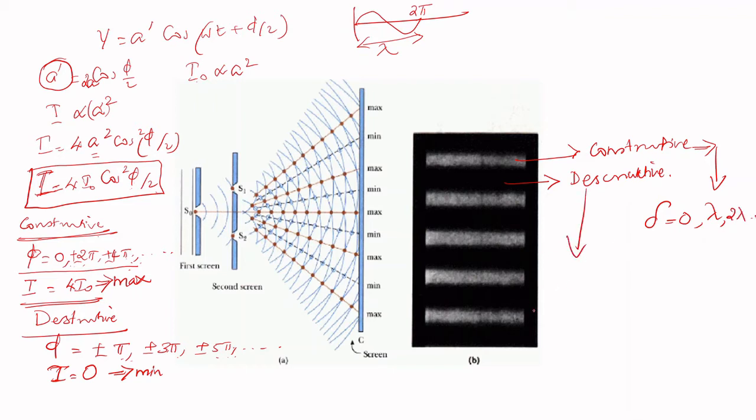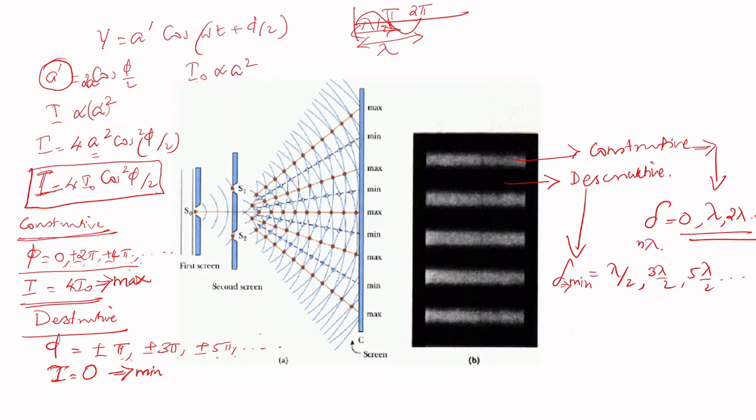Similarly, destructive interference, if you check, plus or minus pi. Pi meaning in this wave this much only, pi. So this is how much it is, lambda by 2. So we will say delta for minimum intensity is lambda by 2, then 3 lambda by 2. 3 pi means if pi is lambda by 2, then 3 pi should be 3 lambda by 2, 5 lambda by 2, etc.